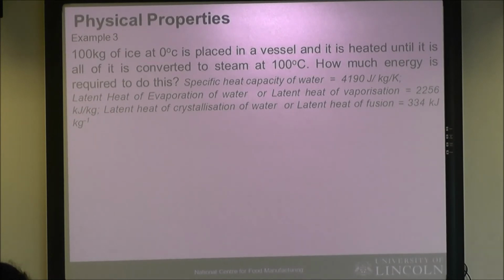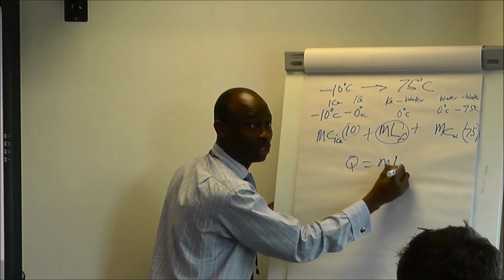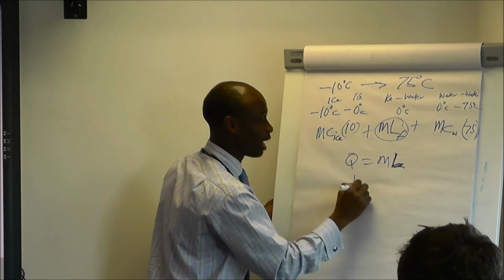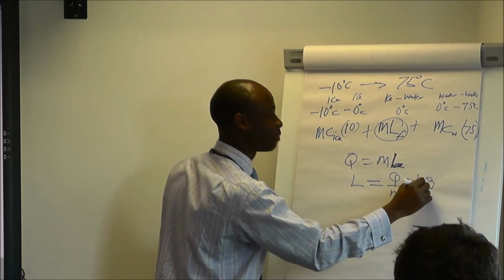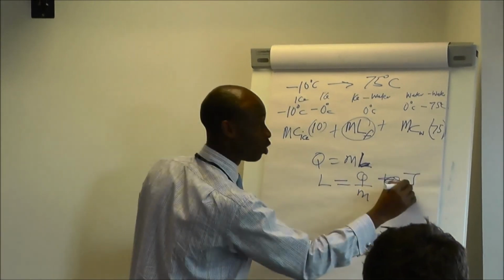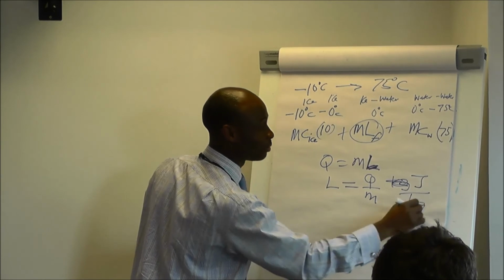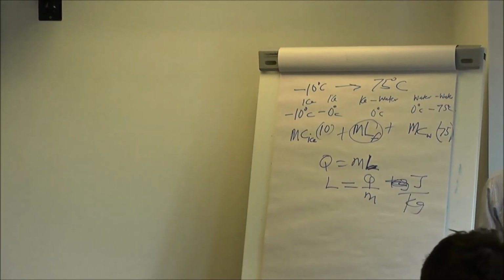If you look at the formula, look at this. This is Q. All of them is Q, right? This is Q, this is Q, this is Q, and you can add them together. Now, if I want to determine the unit of this, I will just say L equals Q over m. Q is in joule and m is in kilogram. That's why you see joule per kilogram.